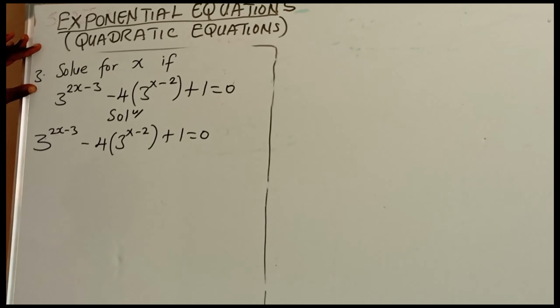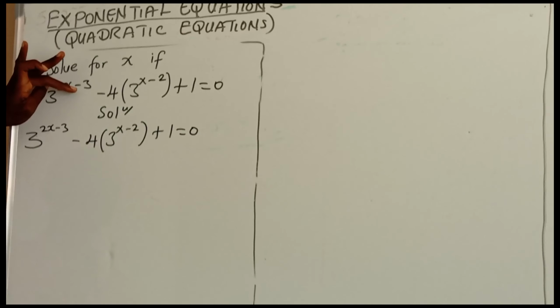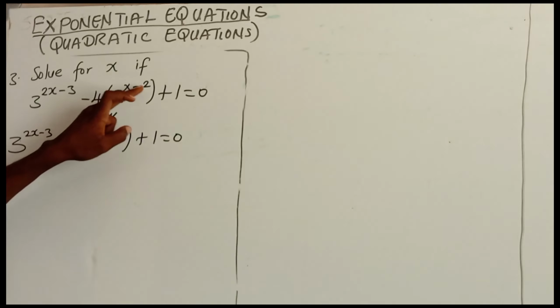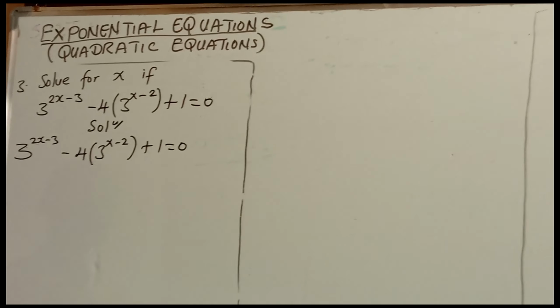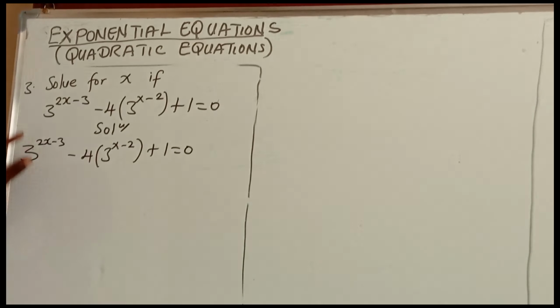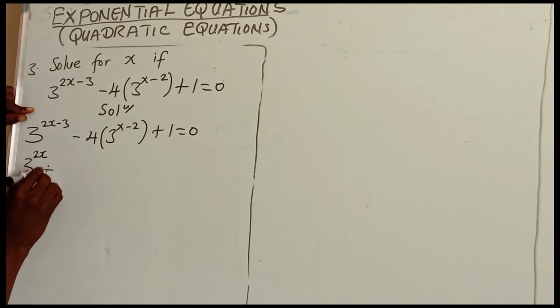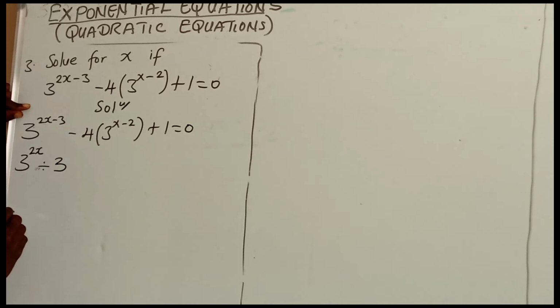Here, this is example 3. They said solve for x if 3 raised to the power 2x minus 3, minus 4, brackets open, 3 raised to the power x minus 2, brackets close, plus 1 equals 0. Now this one has a definition, as you can see. So how can we separate these powers? Mind you, they get these powers from the division law of indices. So it is very simple here. So let us separate this one. They say 3 raised to the power 2x divided by 3 raised to the power what?